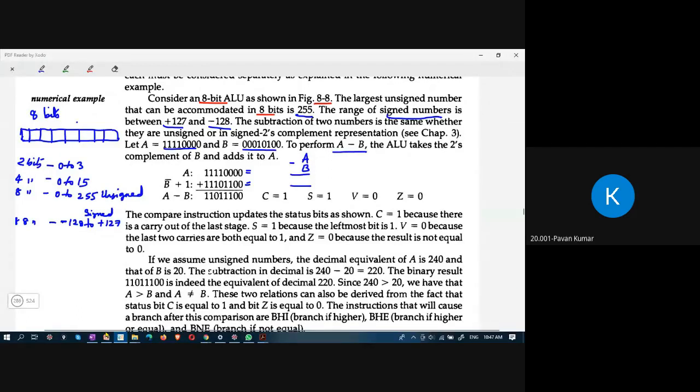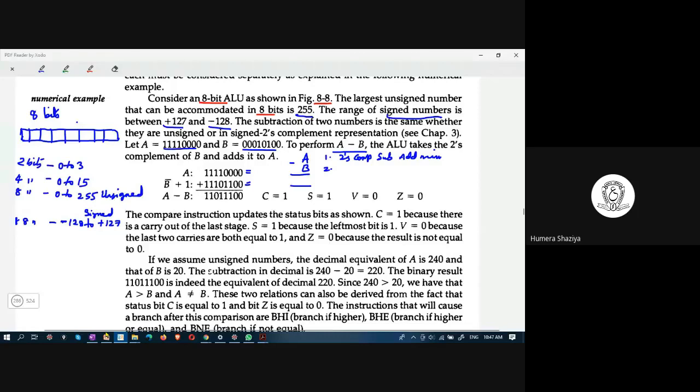Ma'am, A is minuend and B is subtrahend. Very good. Now what is the first step? Take two's complement of subtrahend and add it to the minuend. Okay, next.